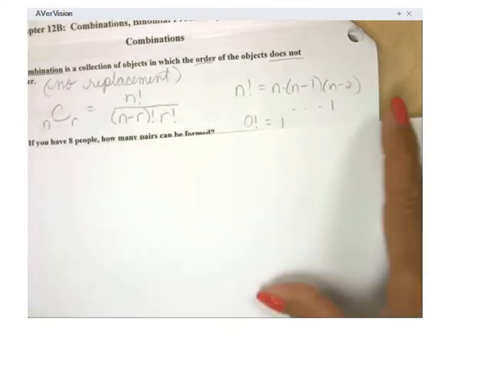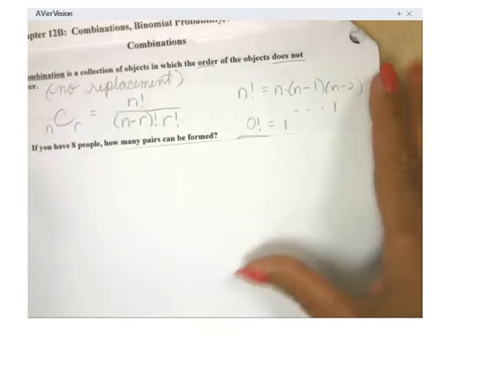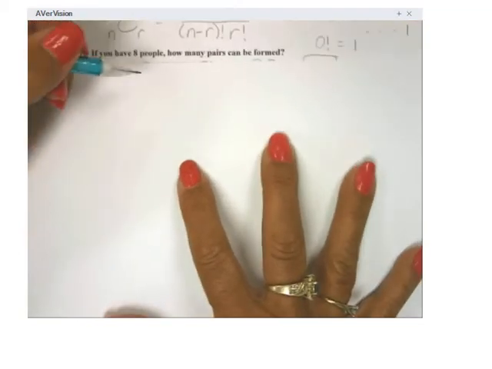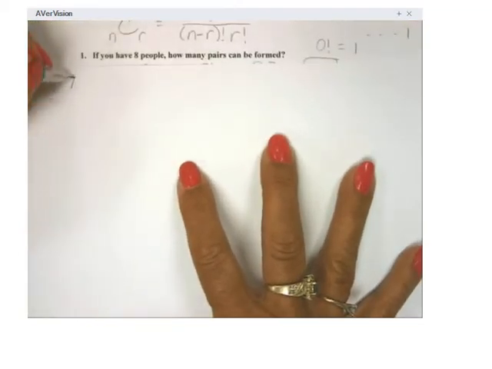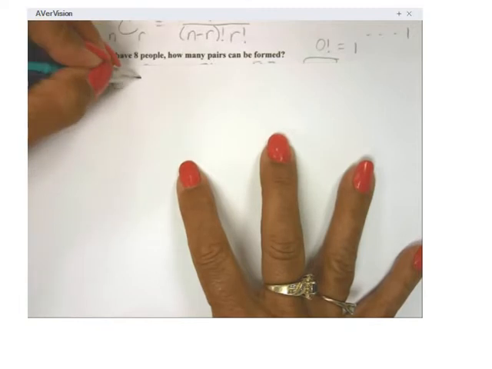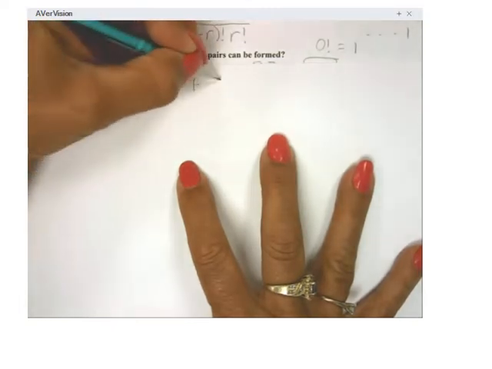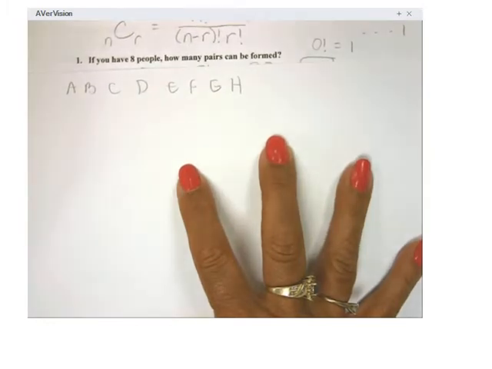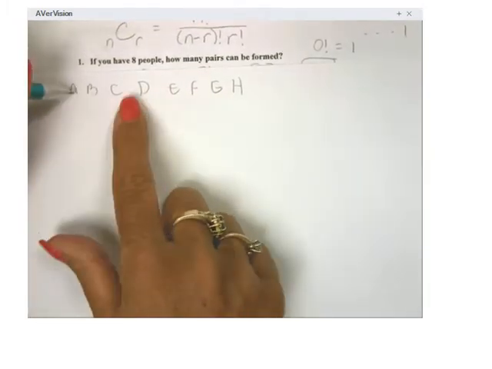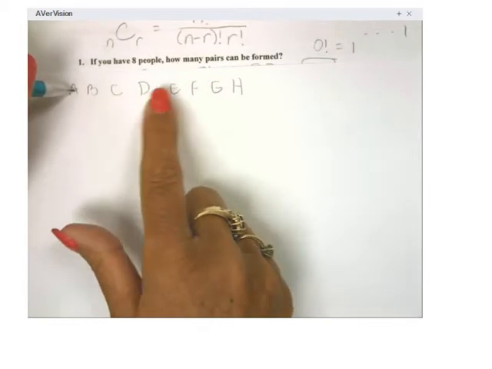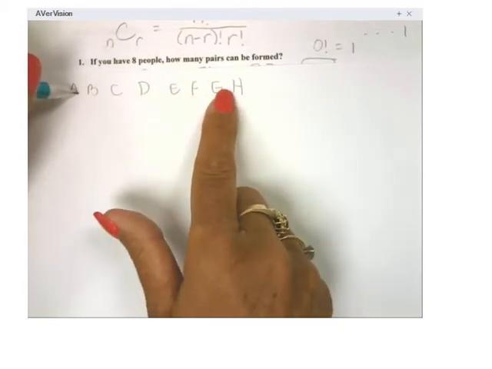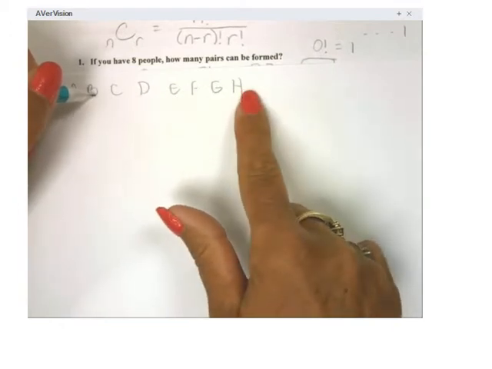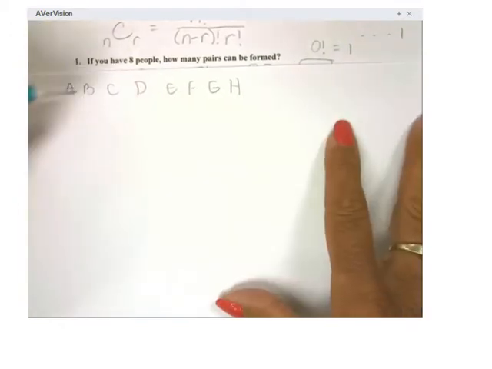So we have this idea. We have 8 people, and we want to know how many pairs can be formed if we have 8 people. And we could go through and we could actually count them. We could say, here are our 8 people: 1, 2, 3, 4, 5, 6, 7, 8. And we could say, okay, let's see how many pairs we could form. Well, we could have this pair together, this pair together, and so on. There are lots of pairs.